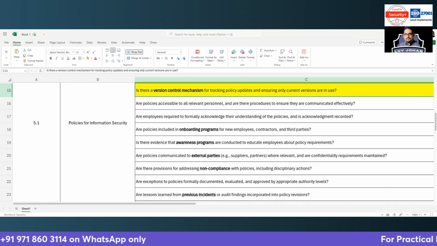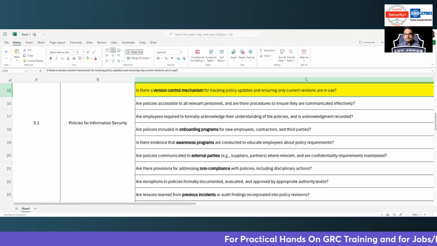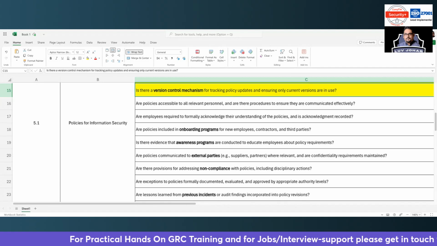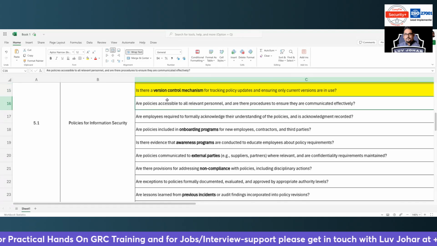And the next thing after that is, is there a version control mechanism for tracking policy updates? How are you tracking the policy updates? Do you have a version control mechanism, a change control mechanism? By this you can make sure that the current versions are in use, right? So you need to have a version control mechanism as well.